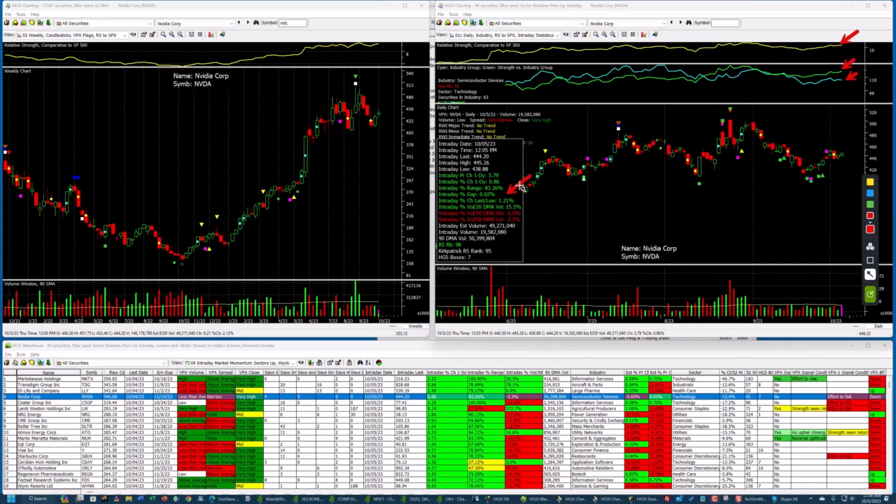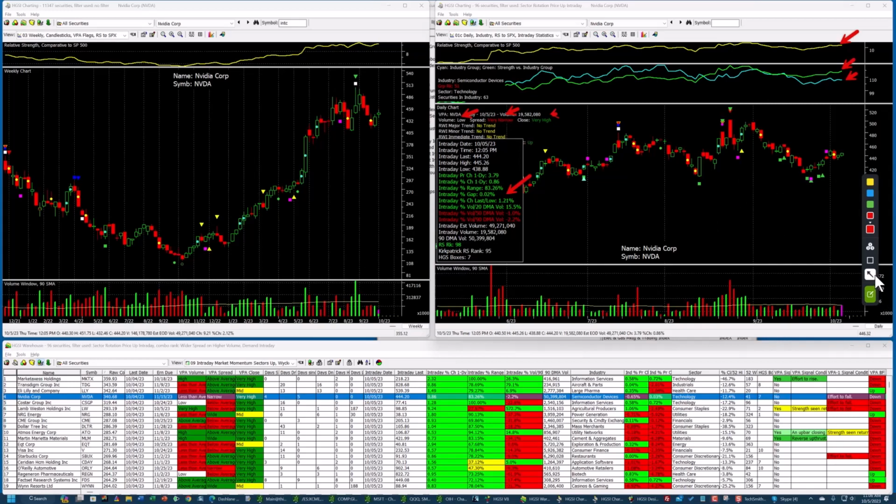Now here's the intraday information here. What do we have today? This is 10.5. Volume is relatively low. The spread's very narrow, as you can see. But the current close, if we were to close it today, would be very high. So this is good.